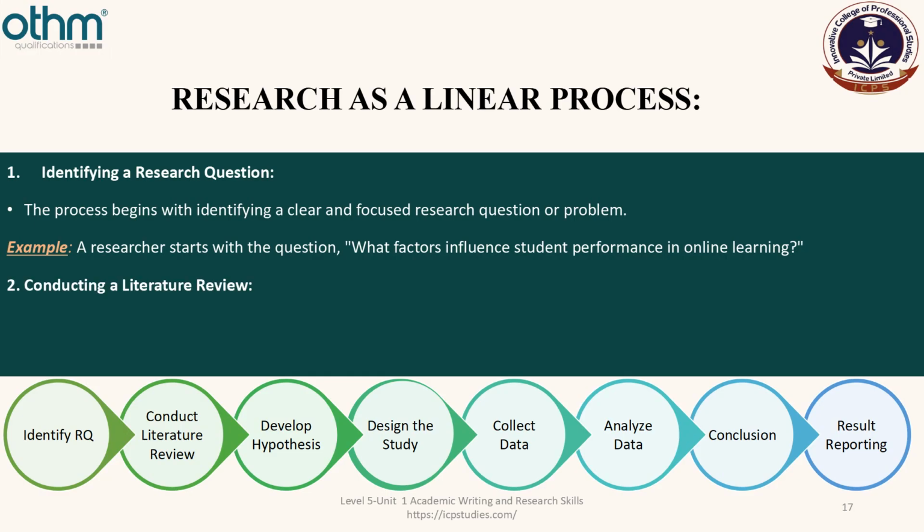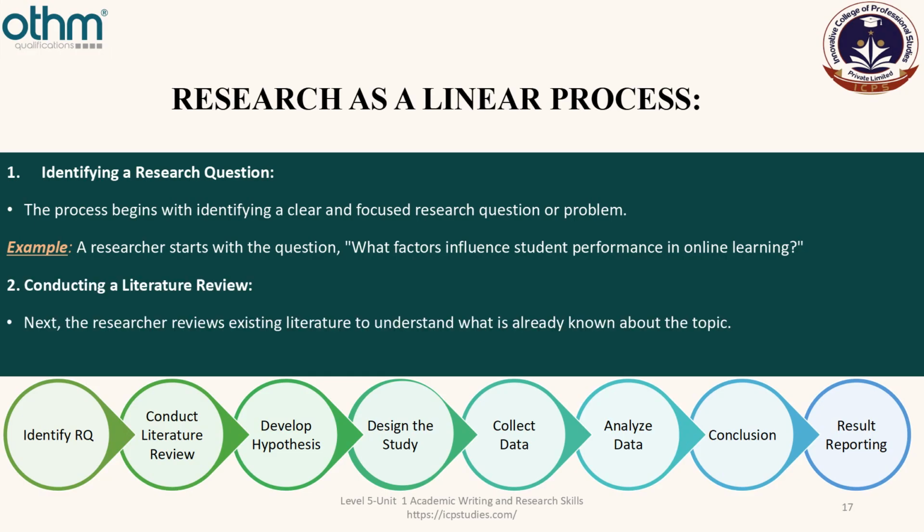Then we have the second step called conduct a literature review. The researcher should review all the existing literature about the topic on which he wants to research, and it would help the researcher to understand what is already known about the topic, and it would be easy for him to find the gap and add something new on this topic while conducting his research.